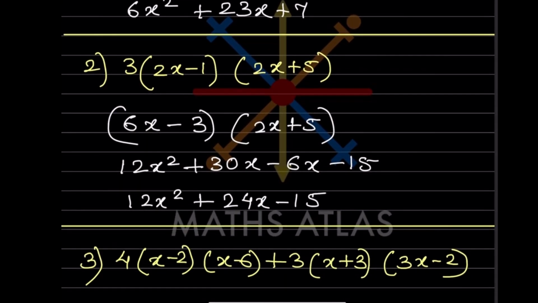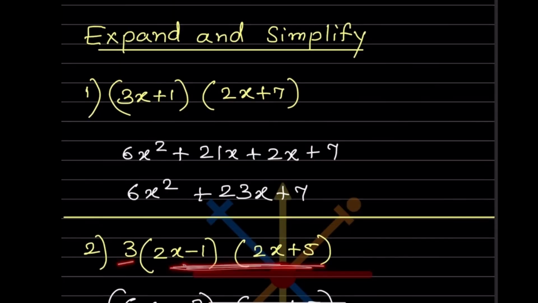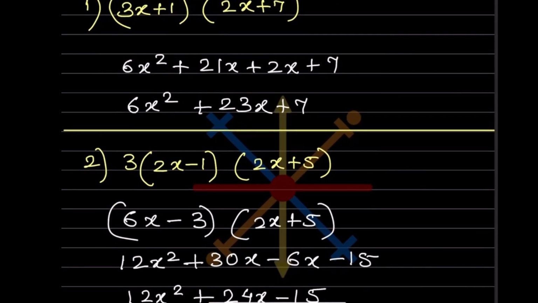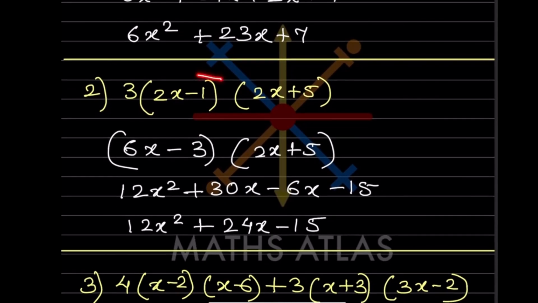Now look at here. This is a little different. Here is 3. So first thing what you are going to do, either you keep this 3 at the side first and then you do this one together as you did the previous problem, or you will take this part first. So this you are going to expand. So what will that be? 6x minus 3. So this is 6x minus 3 and this will be as it is.